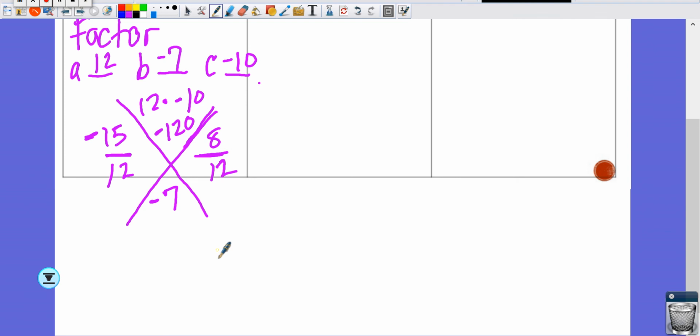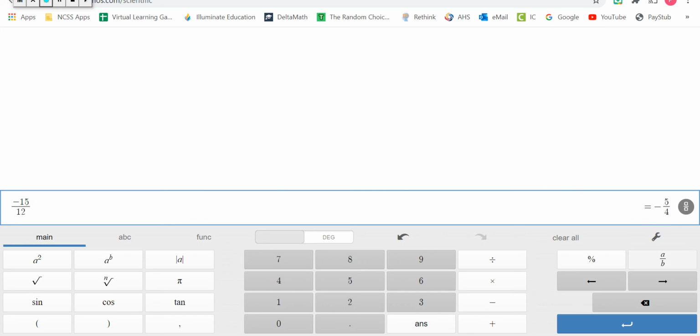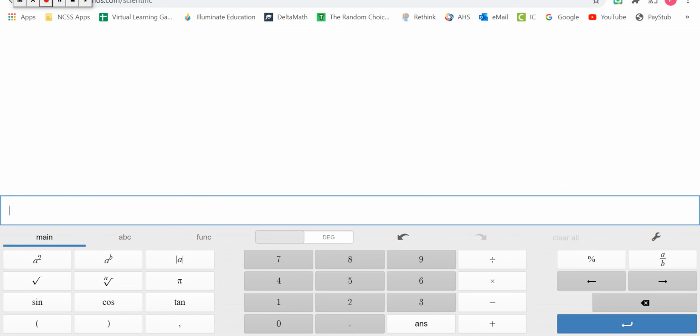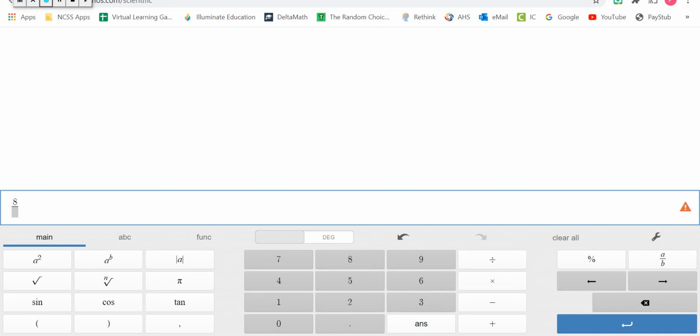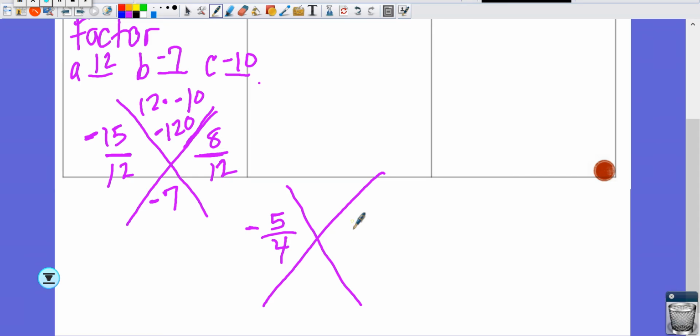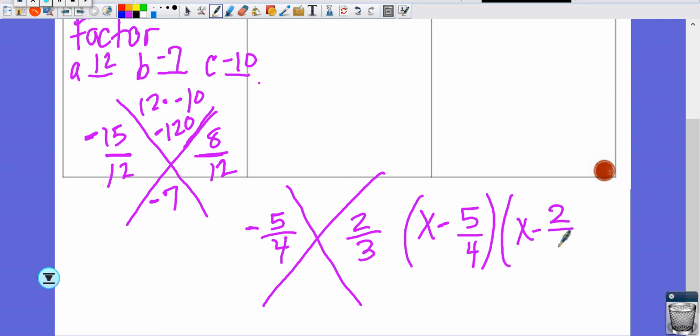So here, I'm going to redo my X box. This becomes negative 5 over 4. And 8 over 12. I'm going to go stick that in. And you get 2 over 3. So here on my sides is 2 over 3. And this is all I need to worry about for my answer. So now I get x minus 5 over 4 and x minus 2 over 3.